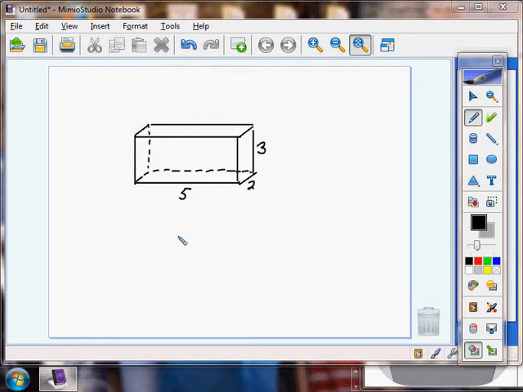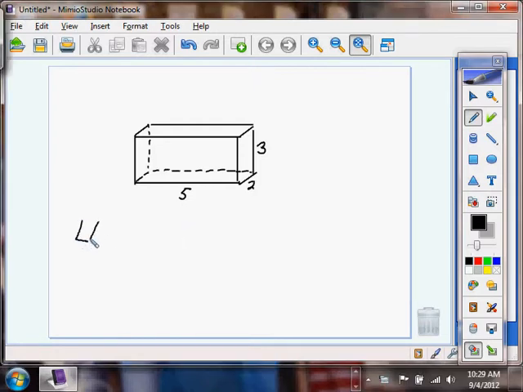Talk about finding the surface area of a rectangular prism. We're going to find the lateral surface area and the total surface area. The first thing you need to do is be able to name the prism. This is a rectangular prism.